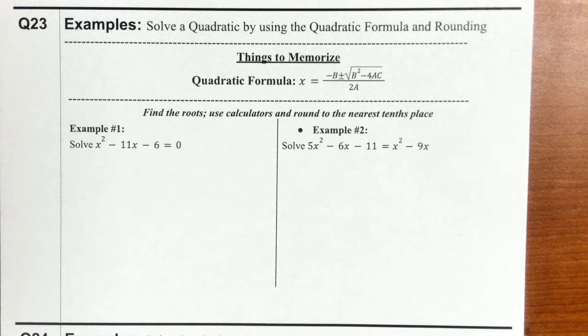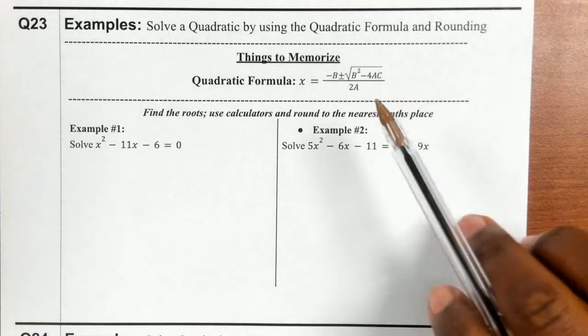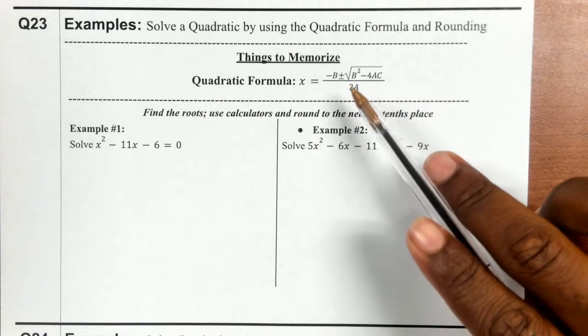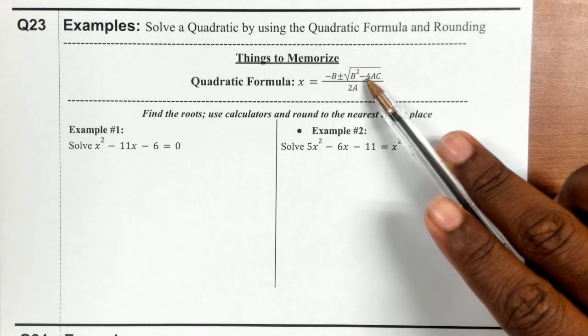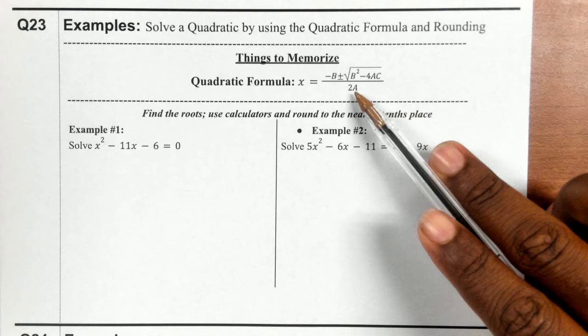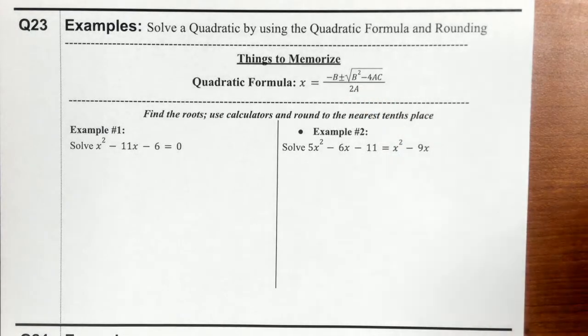Question number 23 wants you to solve a quadratic by using the quadratic formula and then round the answer. The quadratic formula is negative b plus or minus the square root of b squared minus 4ac, all over 2a. I made it into a little song just so I can remember it.